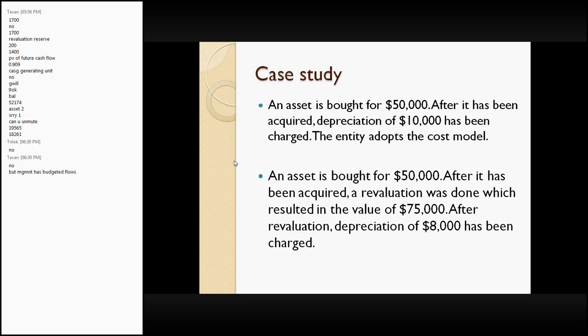Now when an asset is bought for 50,000, after it has been acquired, depreciation of 10,000 has been charged, and the entity adopts the cost model. So what is the carrying value of the asset? 40,000. An asset is bought for 50,000. After it has been acquired, a revaluation was done which resulted in the value of 75,000. After revaluation, depreciation of 8,000 has been charged. What is the carrying value? 75 minus 8. That is 67,000. So for the same asset, if you are using different models, the carrying amount may be different.